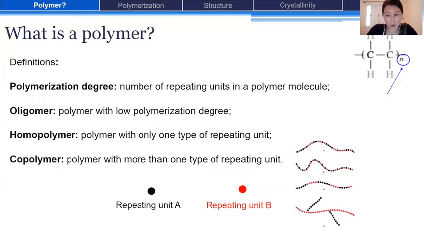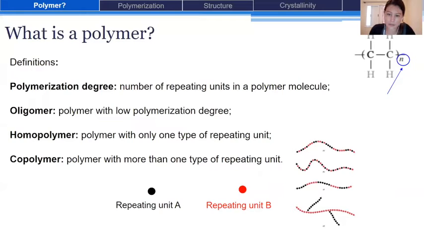Homopolymer. So up to now, we only introduced the chemical structure of a homopolymer, because a homopolymer is a polymer with only one type of repeating unit. But if we start using two different monomers for the polymerization, we will end up with different repeating units. So in this case, we will say that we obtain a copolymer. It is a polymer with more than one type of repeating unit.